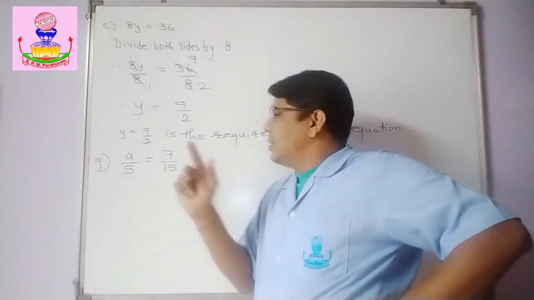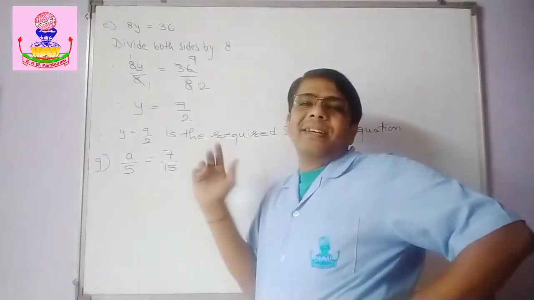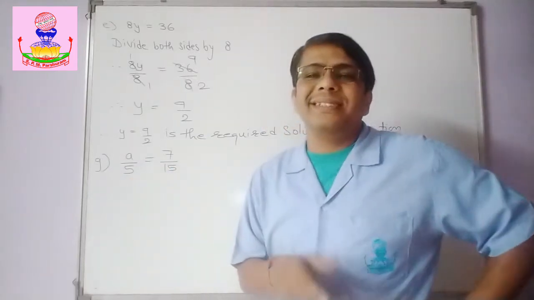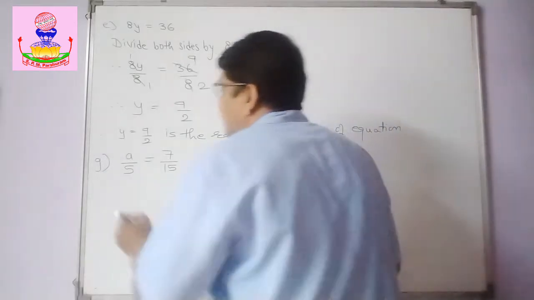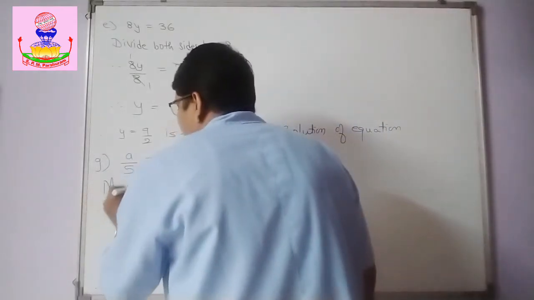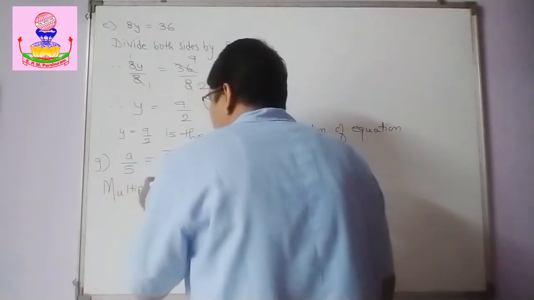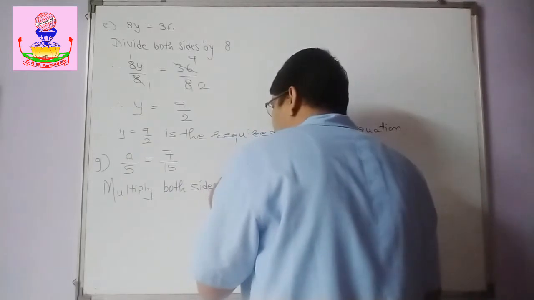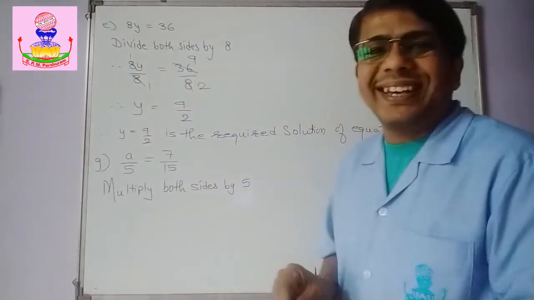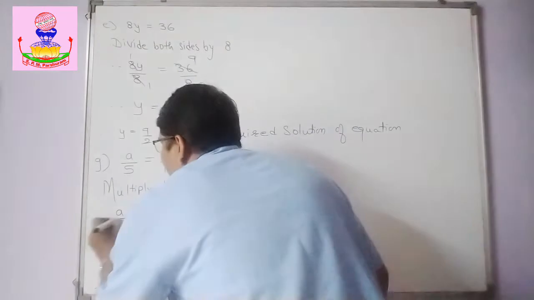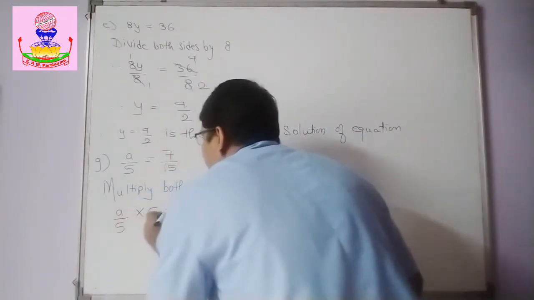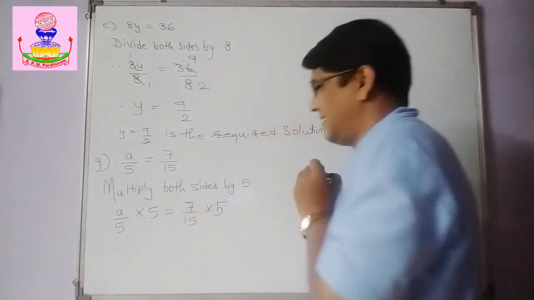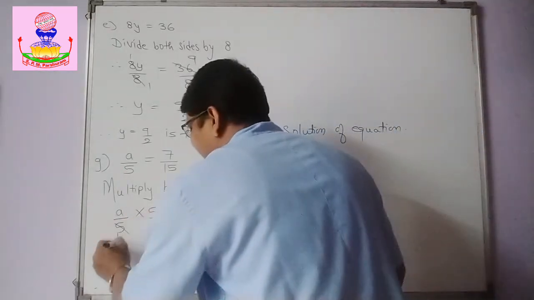So how to find? Multiply both sides by 5. Why? Because here 5 is in division, opposite of division, multiplication. So, multiply both sides by 5. Okay, so you will have a upon 5 into 5, that is equal to 7 upon 15 into 5. So 5 ones are 5.